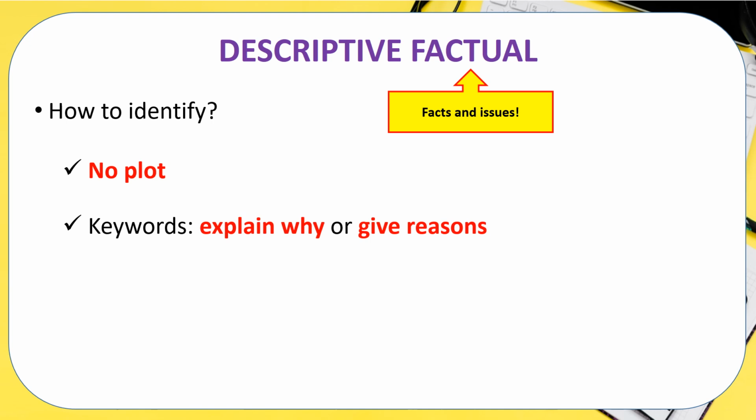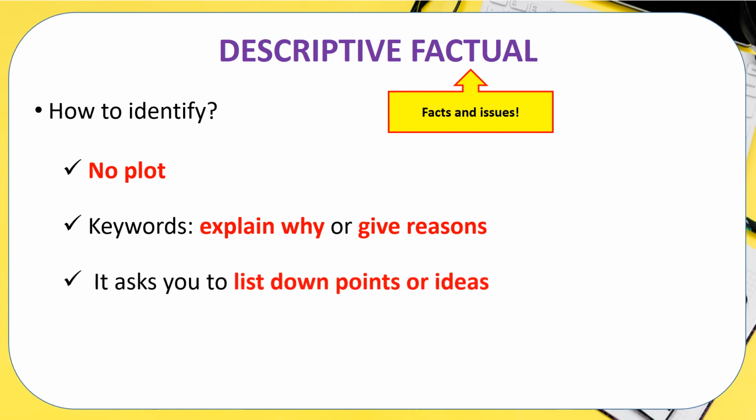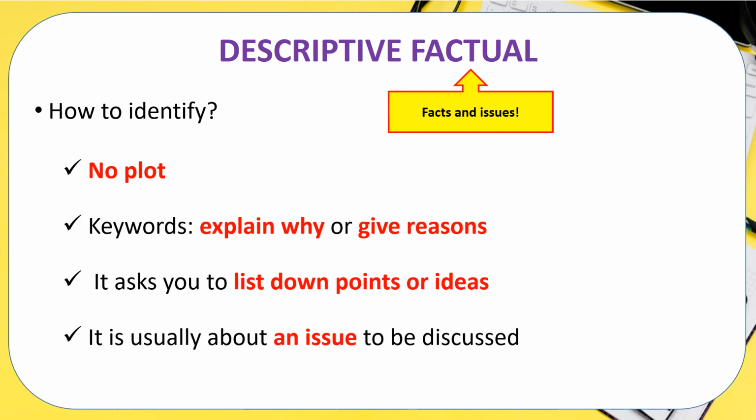The keywords like expository is explain why or give reasons. And then it asks you to list down points or ideas as well. However, it is usually about an issue to be discussed. This is the difference between factual and expository.